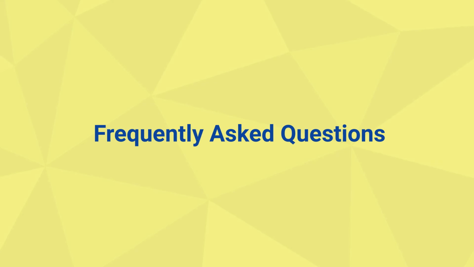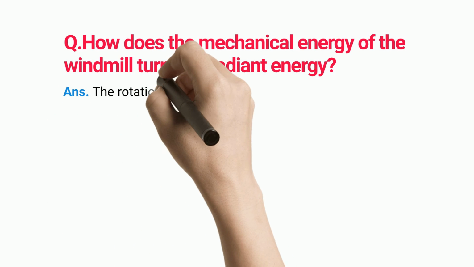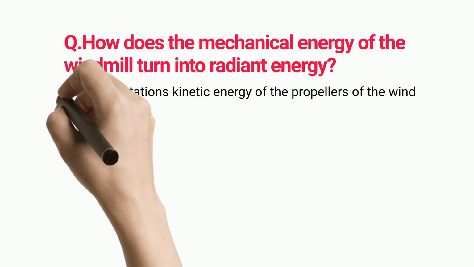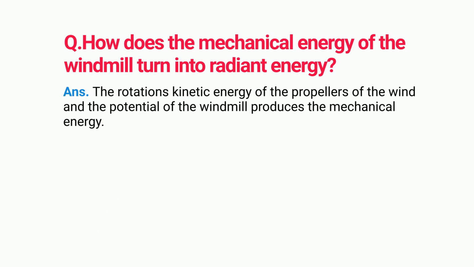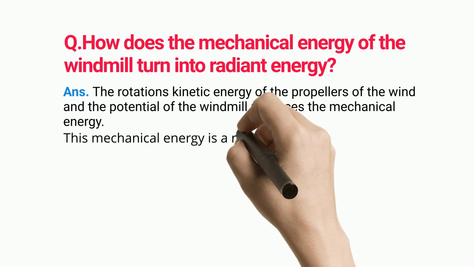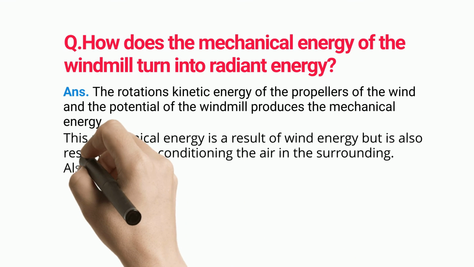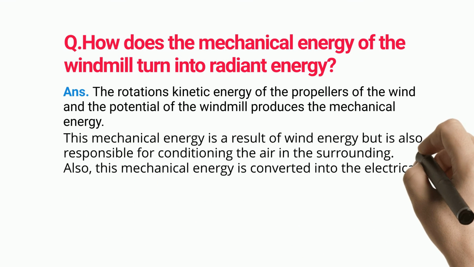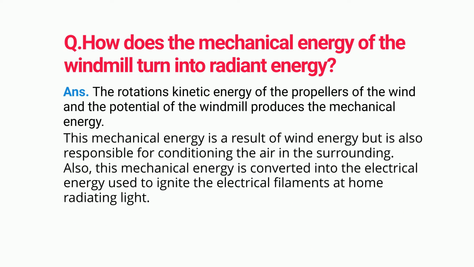Frequently asked questions. How does the mechanical energy of the windmill turn into radiant energy? The rotational kinetic energy of the propellers of the windmill and its potential energy produce the mechanical energy. This mechanical energy is a result of wind energy but is also responsible for conditioning the air in the surroundings. Also, this mechanical energy is converted into the electrical energy used to ignite the electrical filaments at home, radiating light.